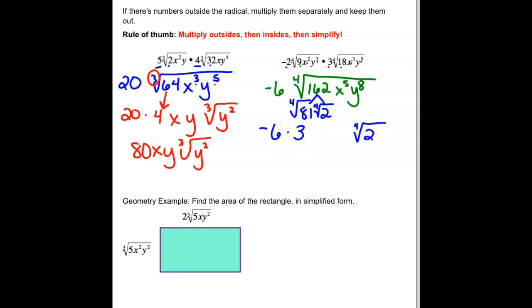And now looking at our variables, if we have 5 x's and we want groups of 4, we can make 1 full group with 1 left over. Our y's, we have 8 of them, which means we can make 2 full groups with no y's left over. So simplifying this, we would get negative 18xy squared times the 4th root of 2x.